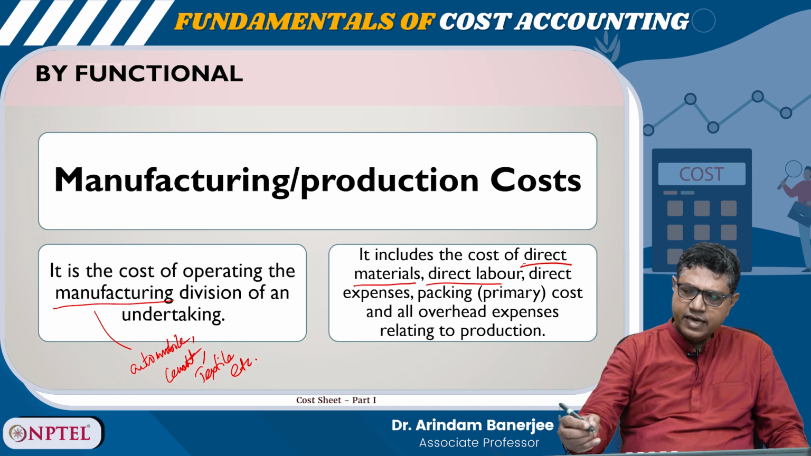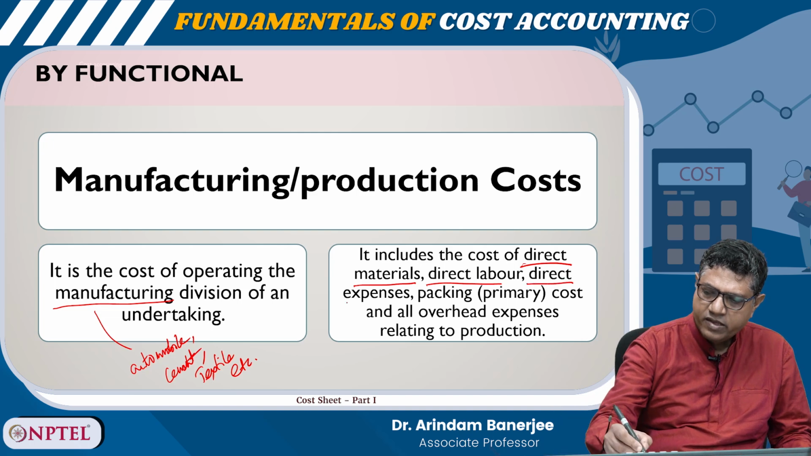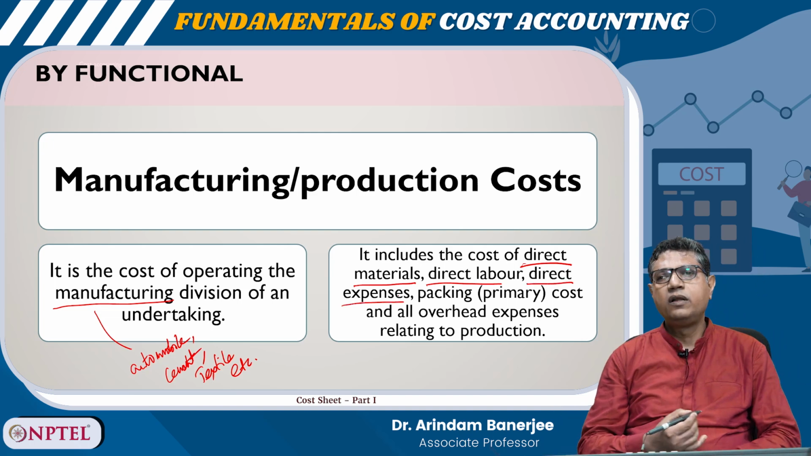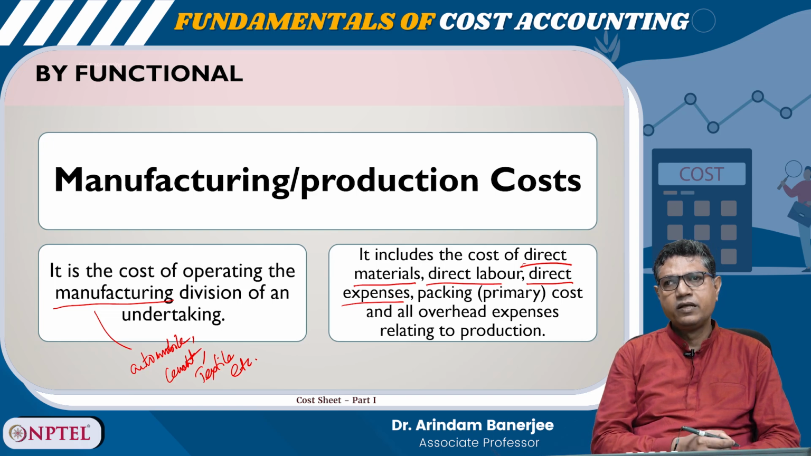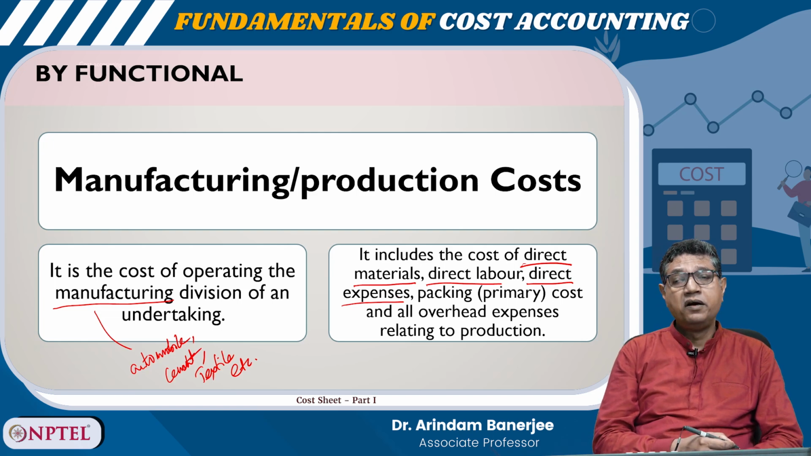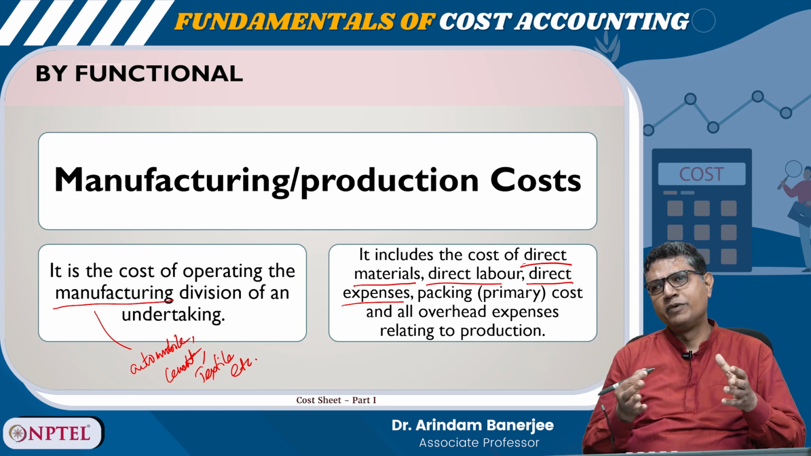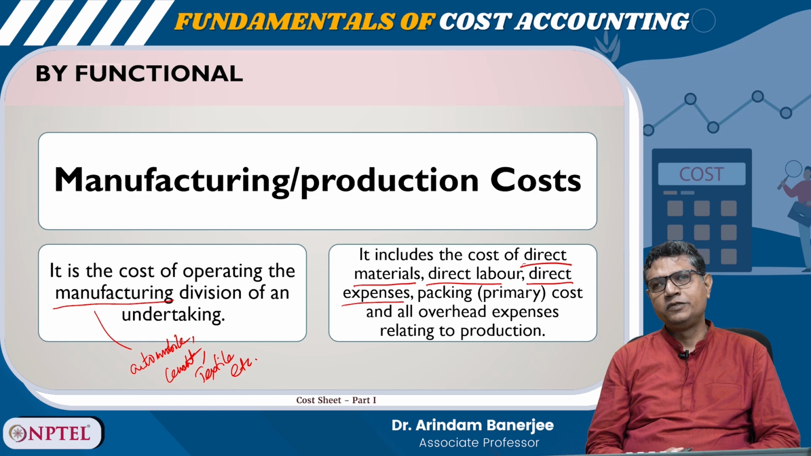Okay. Then there are direct expenses. What can be an example of direct expense? It can be, for example, electricity used for running the gear cutting machines. In an automobile factory, they use computerized controlled machines for cutting the gears. These machines are run by electricity. So the electricity used for that is an example of direct expense.